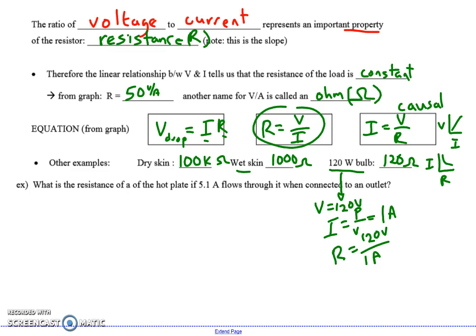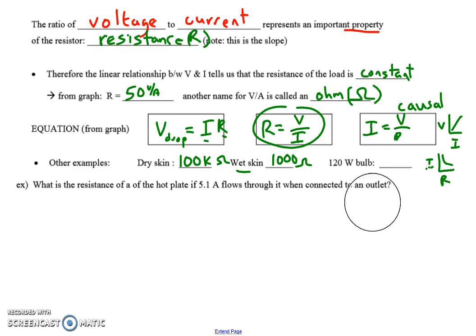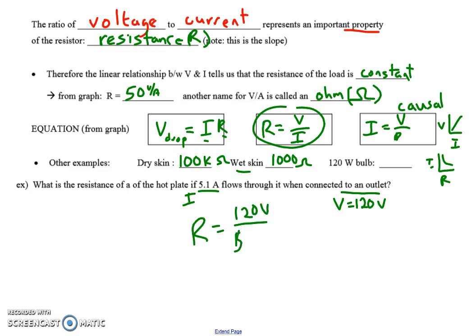Alrighty, let's turn back to something we've seen in class, the hot plate. When we turned it on the other day, we saw that it drew 5.1 amperes of current. There's I, and it's connected to an outlet, so we know that is 120 volts. If I want to know the resistance, that's pretty straightforward. Resistance is 120 volts divided by 5.1 amps, and that gives us about 23.5 ohms.